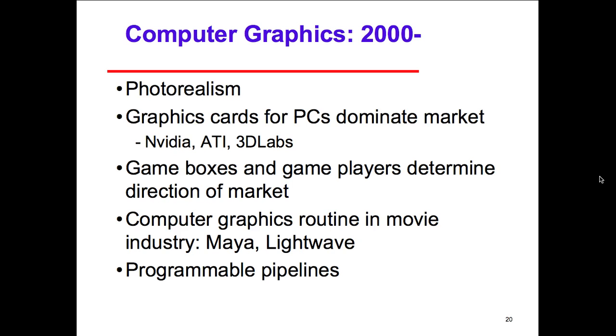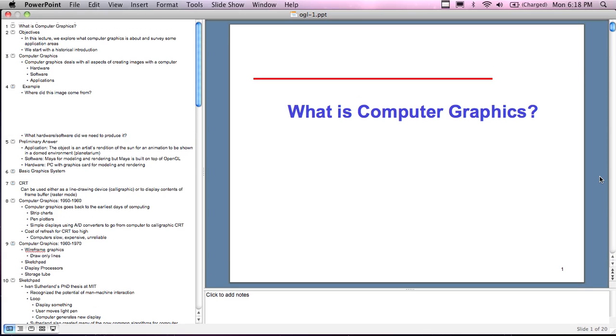Well, now we have photo printers, too, that we can print out pictures with today. Graphics cards for PCs on the market, NVIDIA, ATI. Some really better, sophisticated, specialized graphics cards that include the hardware features needed to do the processing, to actually work with these programs. Game boxes, game players, basically determining the direction of the market. A lot of it came out of the gaming industry. Computer graphics routines in movies included Maya and Lightwave, and then programmable pipelines essentially came out of that as well.